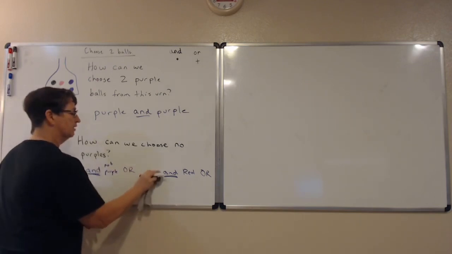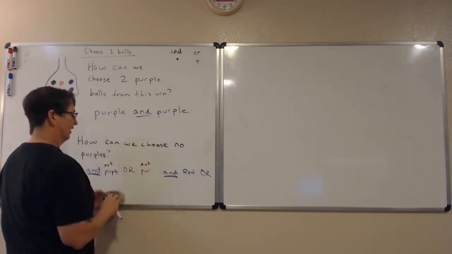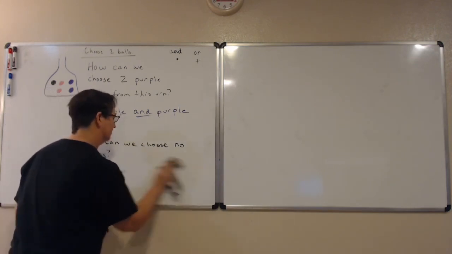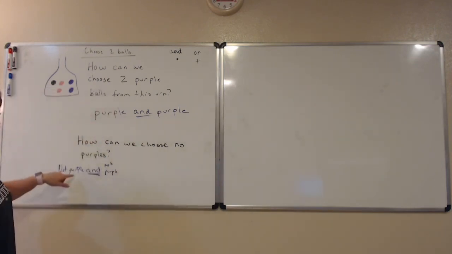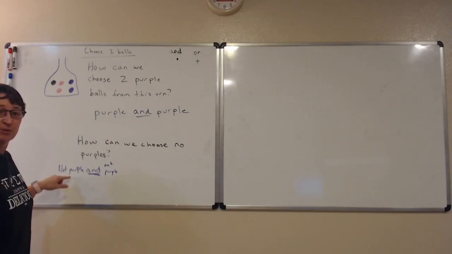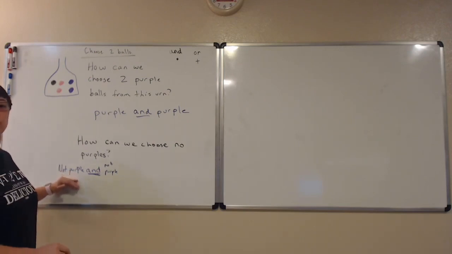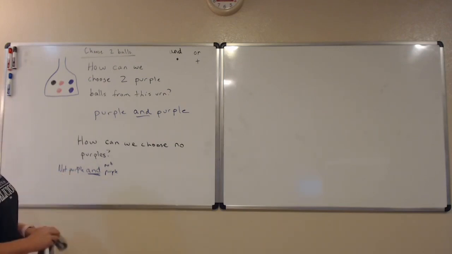Or, here we've got not purple. Oh wait, not "or," that's just it. That's it. No matter which color it was, red or black or whatever, those are not purples. They're just not purple. That's a lot easier to do than saying red and black or black and red. So being able to put that in words again is really, really important. So that's how we could choose no purples.